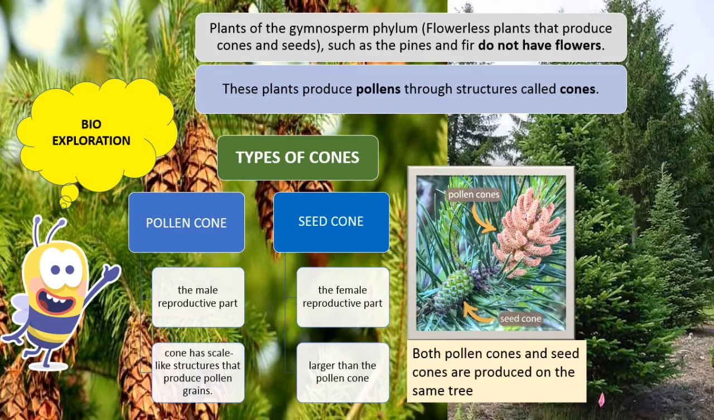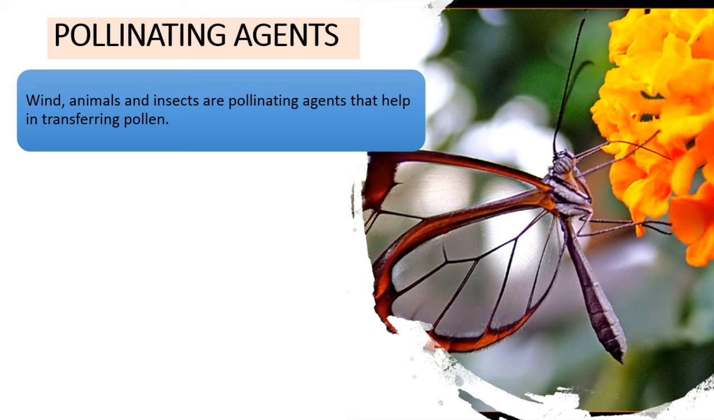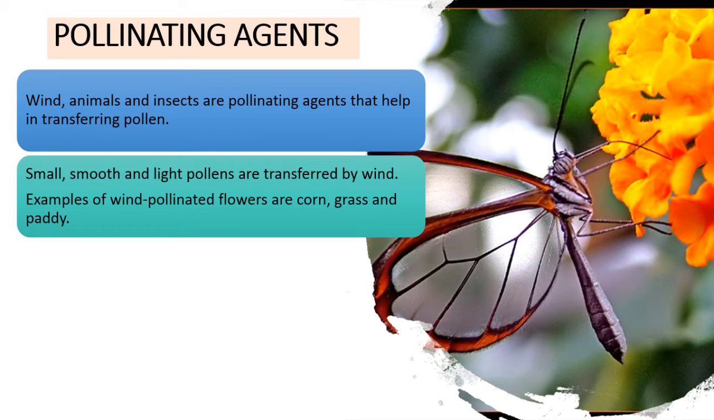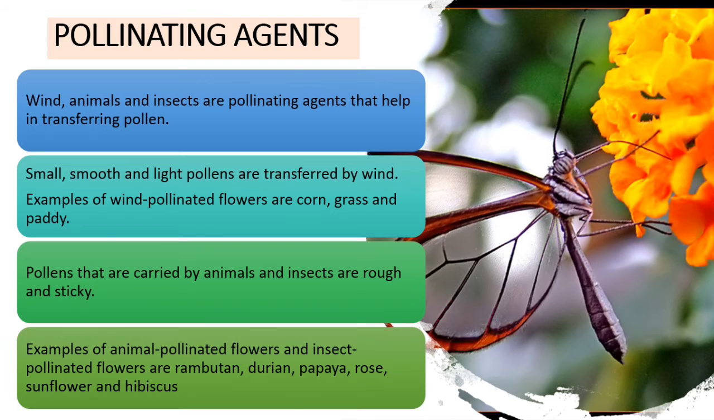Okay. So this is the structure of gametes in the gymnosperm. Okay, this is a pollinating agent. Before we learn about pollination, we have to learn about the pollinating agent. Pollinating agents such as wind, animals and insects help transfer the pollen. The small, smooth and light pollen is transferred by wind. Examples of wind-pollinated flowers are corn, grass and paddy. Other types of pollen that are carried by animals and insects are rough and sticky. Examples of animal-pollinated and insect-pollinated flowers are rambutan, durian, papaya, rose, sunflower and hibiscus.